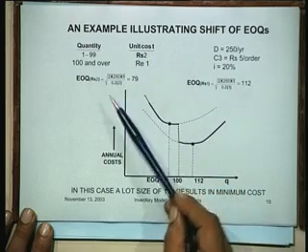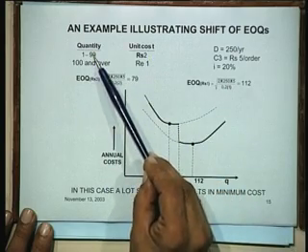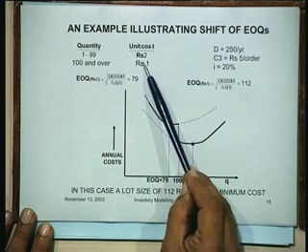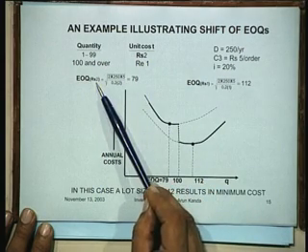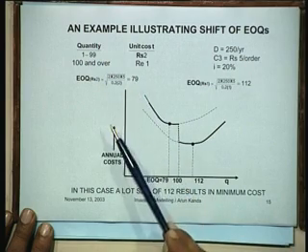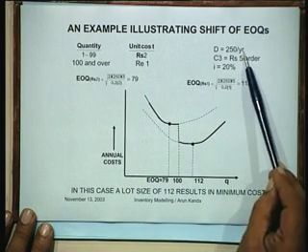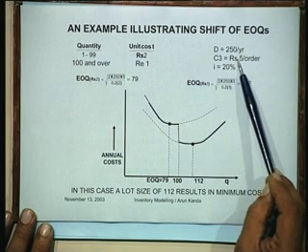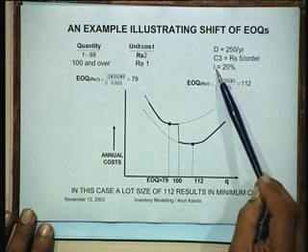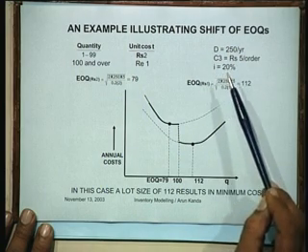Suppose for instance that you can buy an item up to 100 units at rupees 2, and from 100 and above at rupees 1 per piece. So at the rate of rupees 2, your EOQ is 79, and your demand is 250 per year, C3 is rupees 5 per order, and the value of I, that is the inventory carrying cost rate, is 20%.